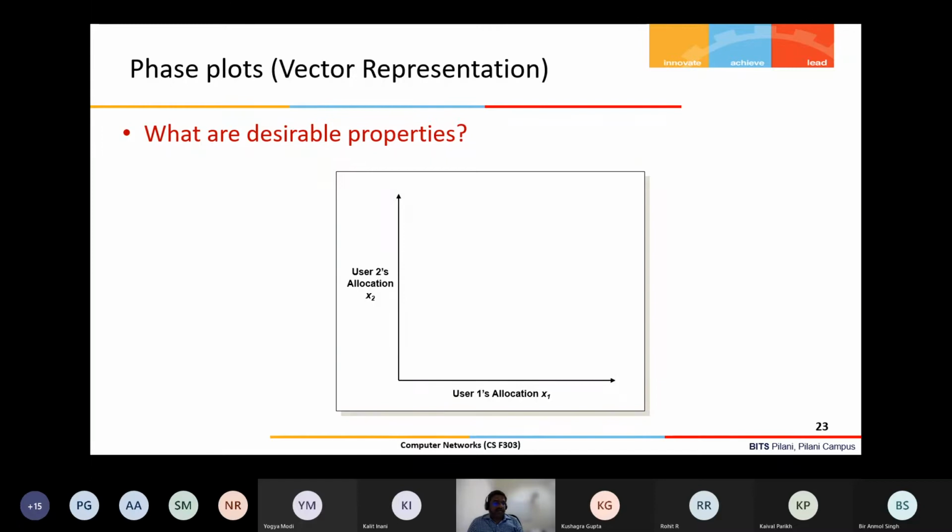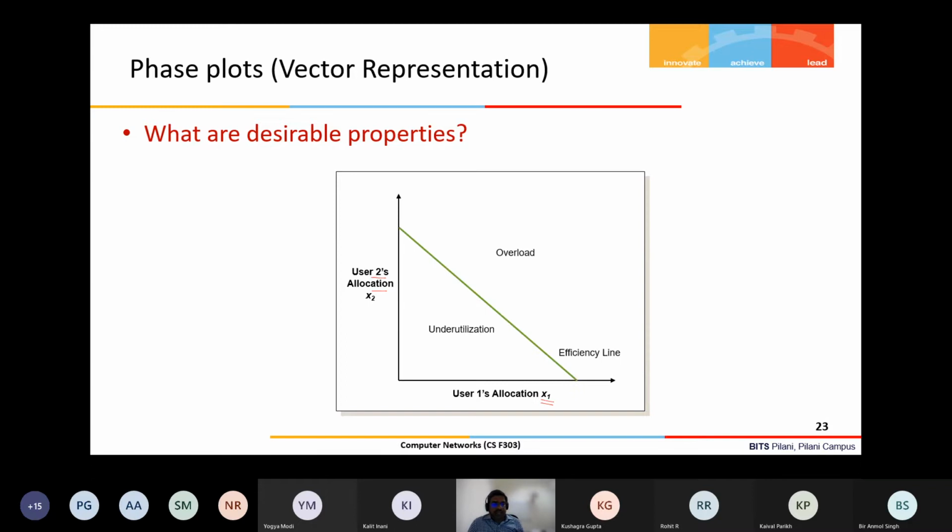We'll understand this with the help of a two-phase plot. You can see in this two-phase plot, you have an x-axis which shows user one's allocation, let us say x1, and user two's. User one and user two you can consider as TCP flow one and TCP flow two. Let us say two flows are there, and these two flows are sharing a bottleneck link.